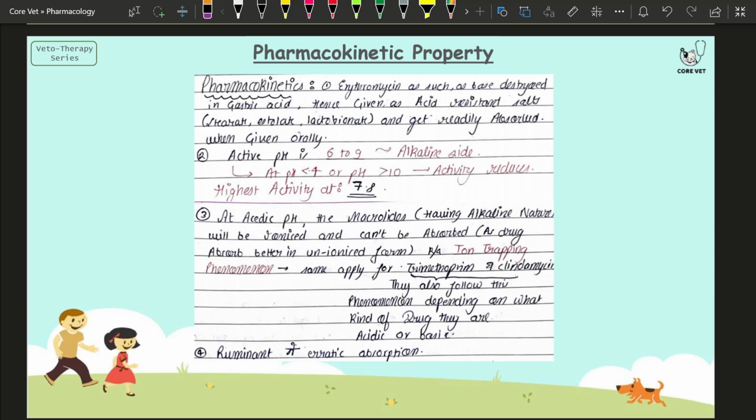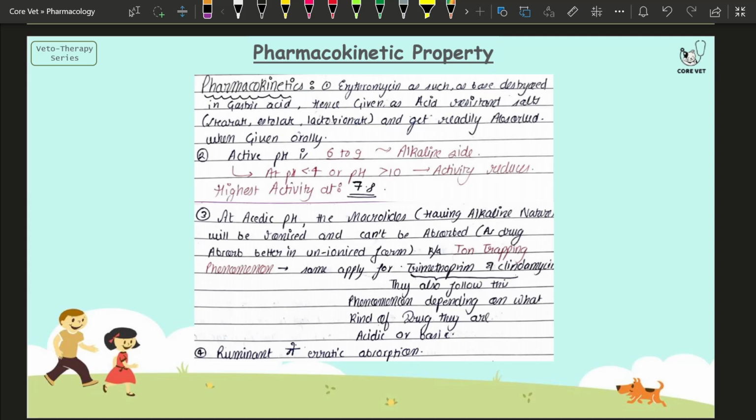In the pharmacokinetic properties of the macrolides, first of all you have to understand that the macrolides are generally effective at the basic or alkaline pH, right? So obviously if a drug acts more efficiently in the basic pH, it is quite prone to damage or to get destroyed in the acidic pH, right? So we have to formulate those drugs such that they will not be destroyed by the acidic pH that is there in the GI tract, right?